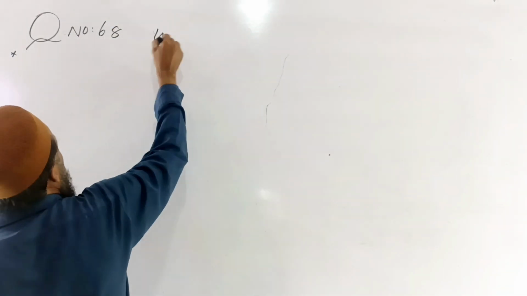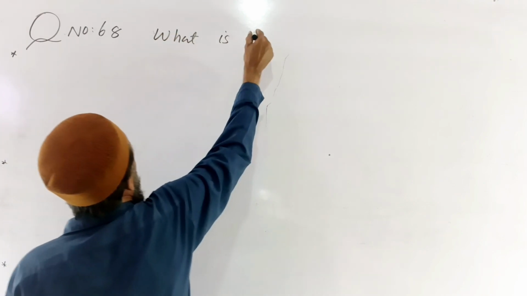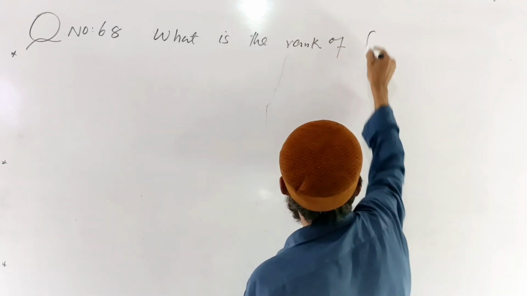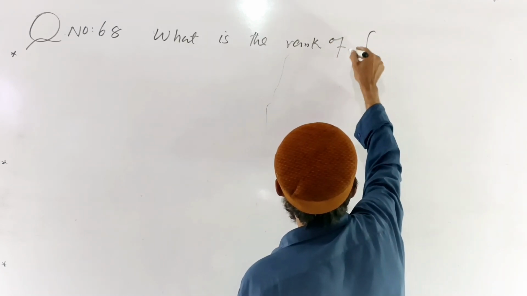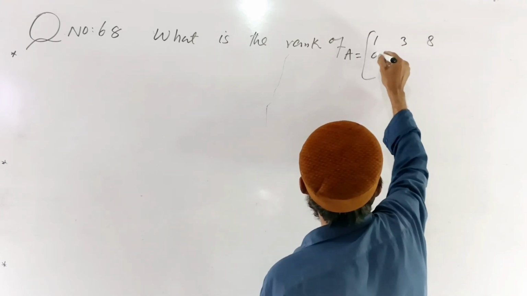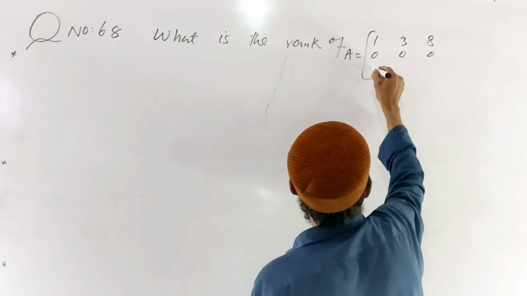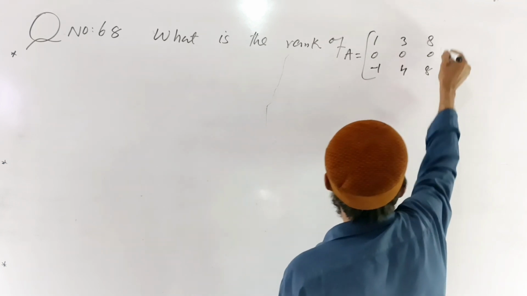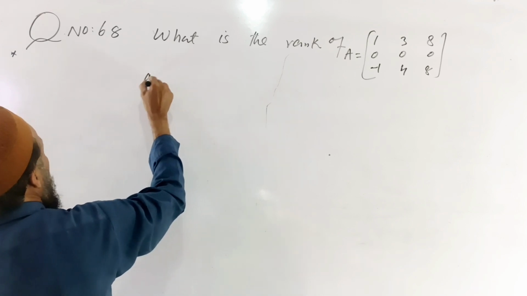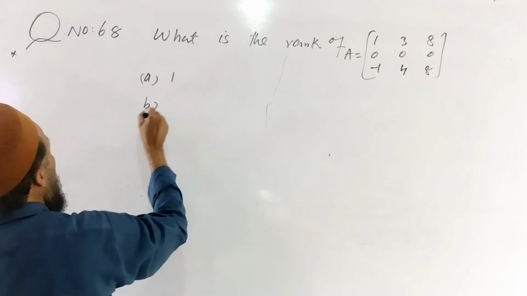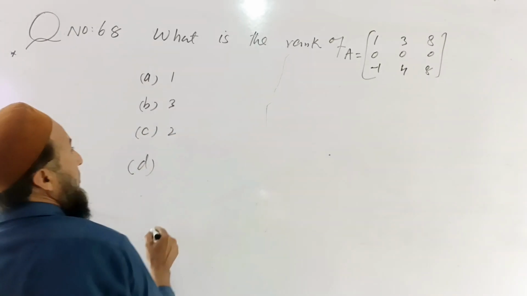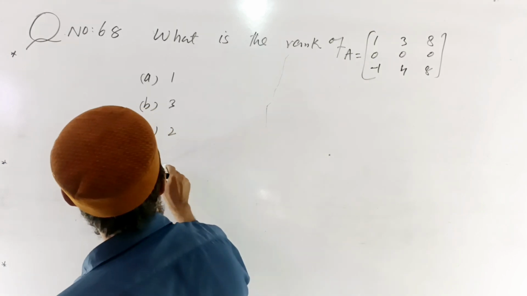And what is the rank of A is equal to the given matrix with rows 1, 3, 8, 0, 0, 0 and minus 1, 4, 8? So the rank of A: A is equal to 1, B is equal to 3, and C is equal to 2, and D is equal to 0.